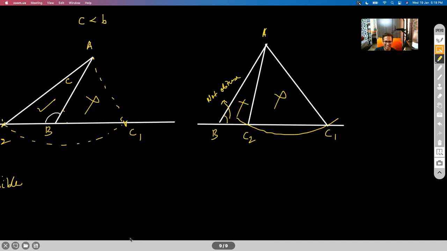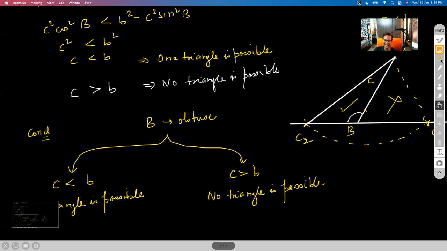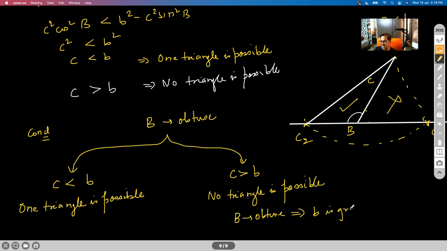Is it fine? Any questions? So that is why no triangle is possible for such a scenario. Right? And Shardul is right. If B is obtuse, it is supposed to be the greatest angle. That means B is greater than any other side. So how can B be smaller than C? So this is not possible. That means the entire scenario is faulty. No triangle is going to exist like this.